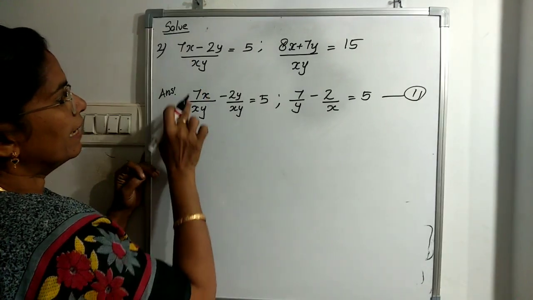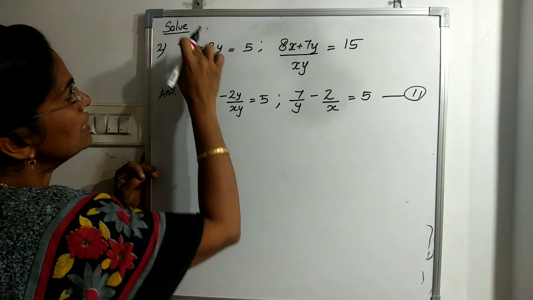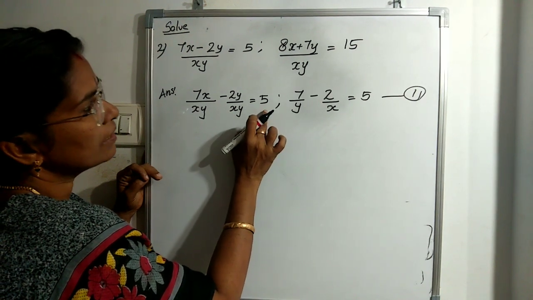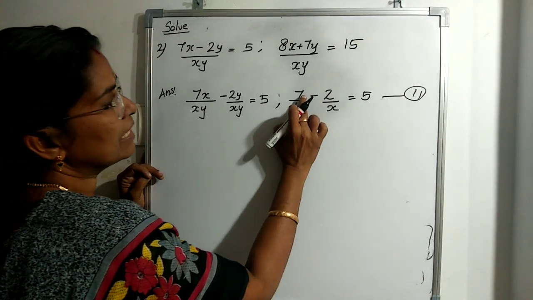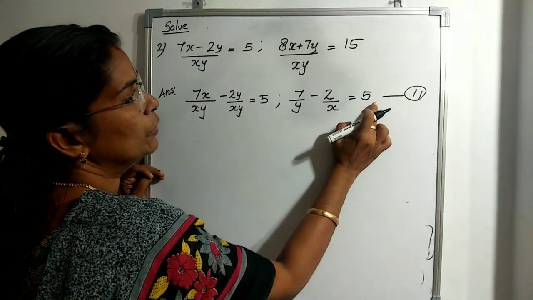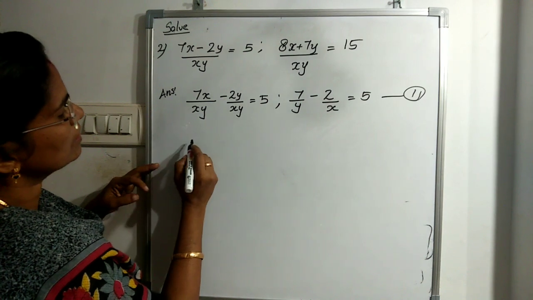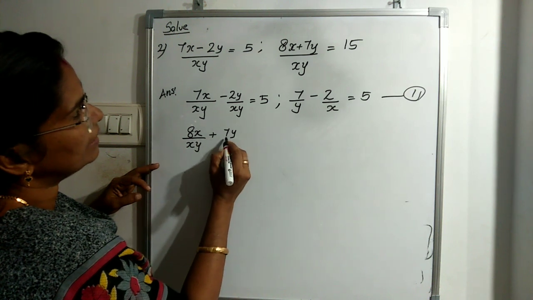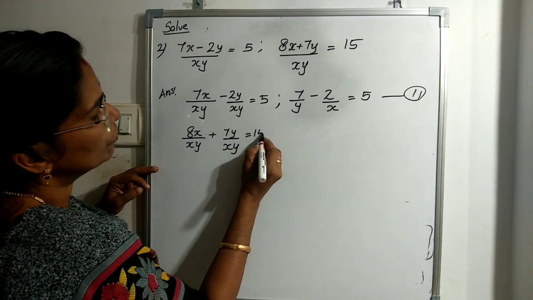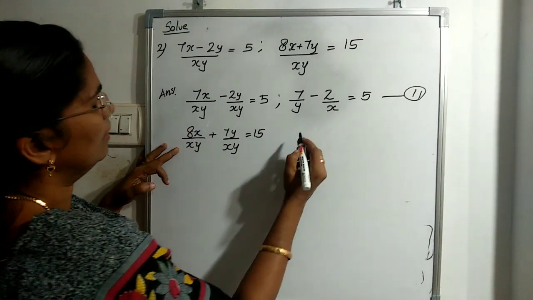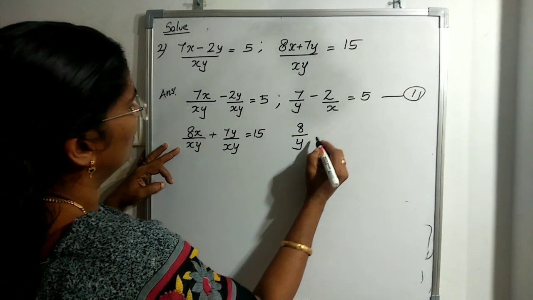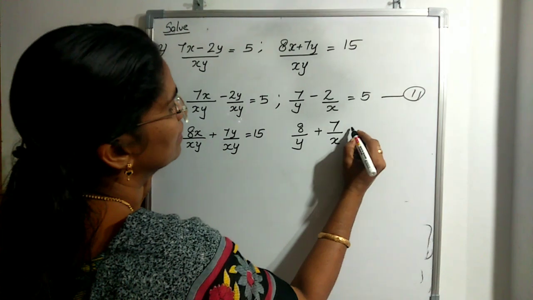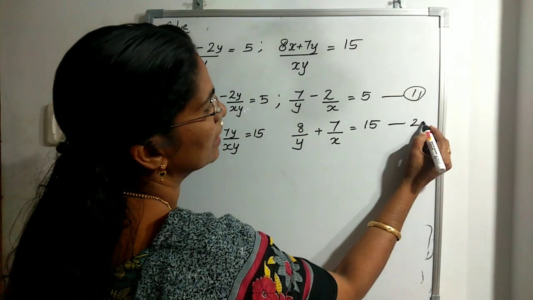First we are dividing by xy each term: 7x by xy minus 2y divided by xy, that is equal to 5. There is no change in the right side. So after cancellation we will get 7 by y minus 2 by x equal to 5. And second also we are doing the same. Term by term we are dividing: 8x by xy plus 7y divided by xy, that is equal to 15. x and x cancel, then we will get 8 by y, plus y and y cancel, we will get 7 by x, that is equal to 15. This is our second equation.